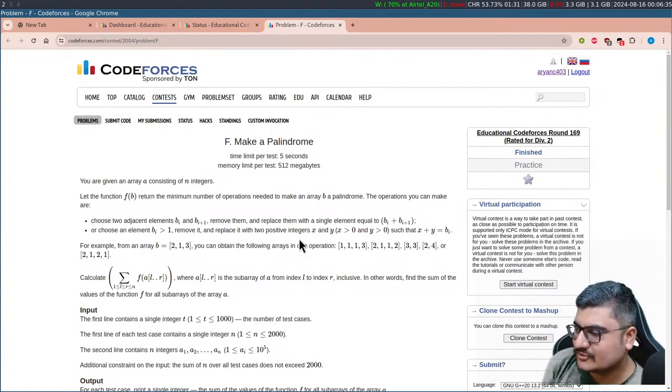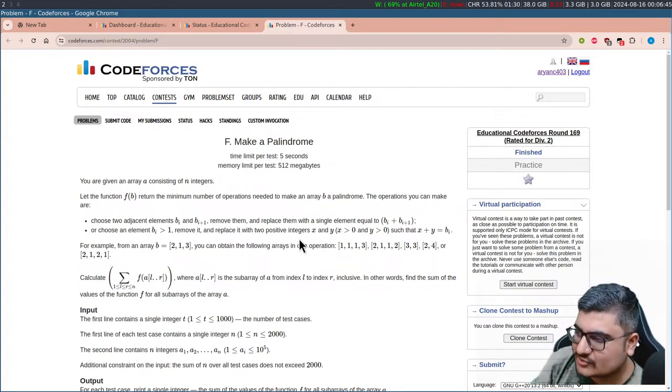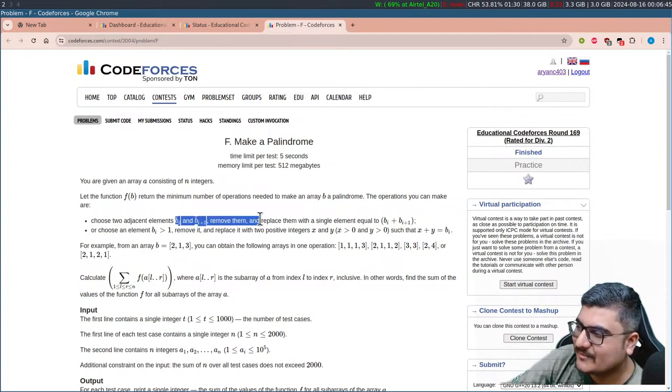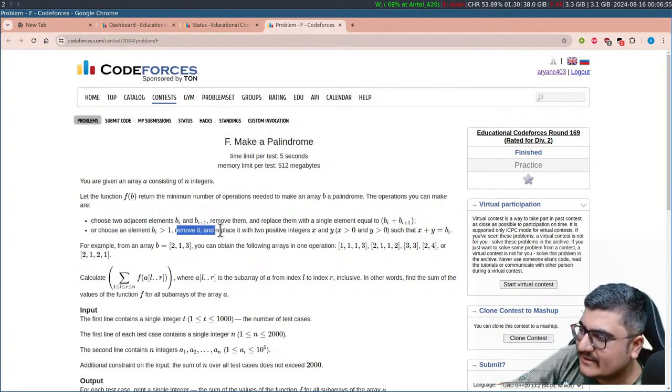So let's jump onto this solution. Let the function f of b return the minimum number of operations needed to make an array b a palindrome. The operations you can make are: choose two adjacent elements bi and bi plus 1, remove them and replace them with a single element which is their sum. Or choose an element bi greater than 1, remove it and replace it with two positive integers x and y such that their sum is equal to bi.